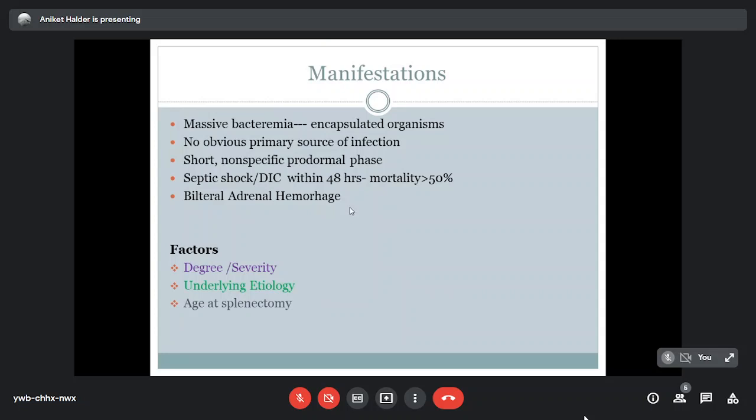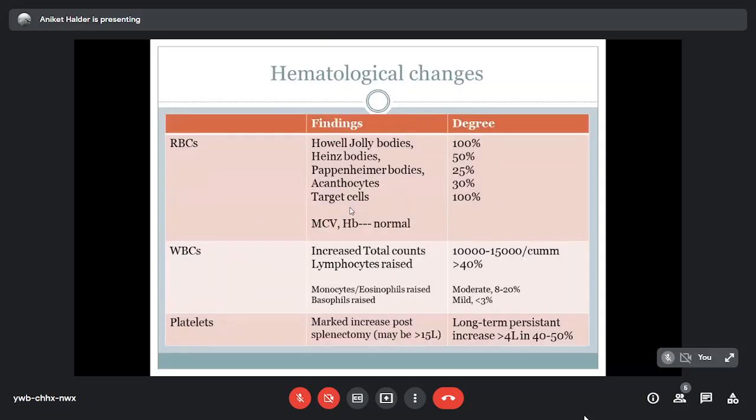The factors which will mainly dictate whether the manifestations of this hyposplenism will be mild or severe depend on the degree or severity of the loss of splenic function. It will depend on the underlying etiology and also the age at which the spleen is removed. Children less than 5 years of age will be more susceptible to this type of massive bacteremia and infection by encapsulated organisms, whereas adults will usually have a milder disease.